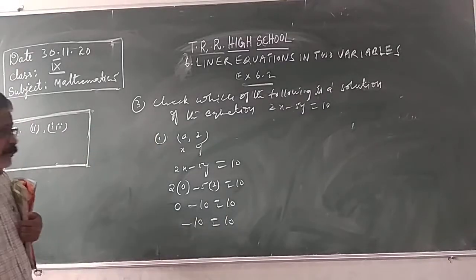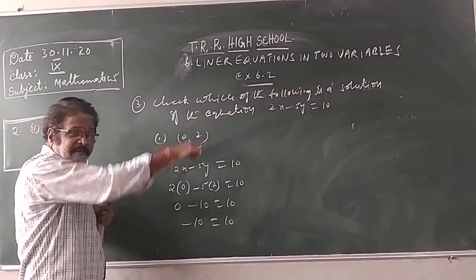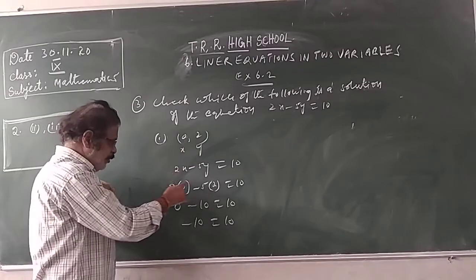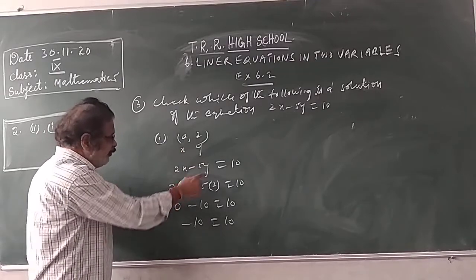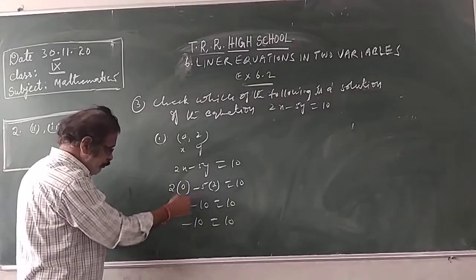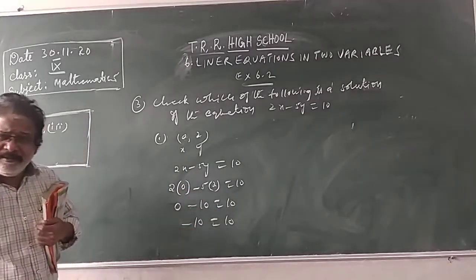Minus 10 is equal to 10? Is LHS equal to RHS? After substituting, (0, 2) is a solution means you keep x as 0 and y as 2 in the given equation. 2 into 0 minus 5 into 2 is equal to 10. 2 into 0 is 0, minus 10 is equal to 10. Is minus 10 equal to 10? Are both equal?